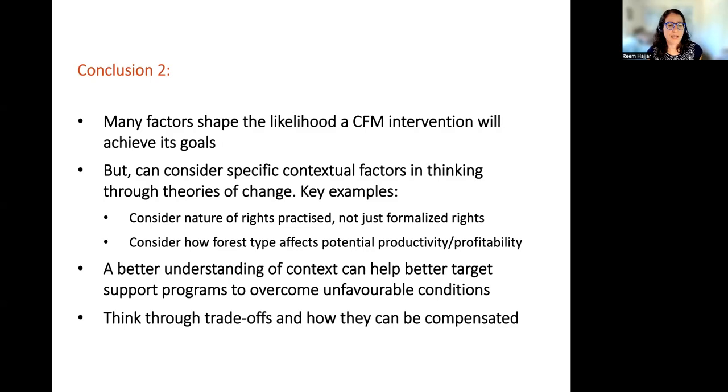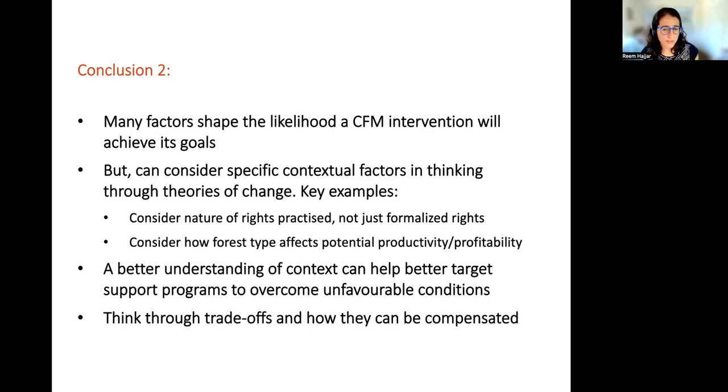So of course, a better understanding of context can help us better target support programs to overcome any unfavorable conditions. So one way to interpret these findings is that they point to contexts where communities might actually need more help, support in some ways to overcome disadvantageous conditions. For example, different biophysical conditions they can't really do much about. They might need support to overcome that particular barrier. And so this helps us to rethink how we implement CFM so that these interventions are adequately contextualized for existing local institutions and existing local conditions.